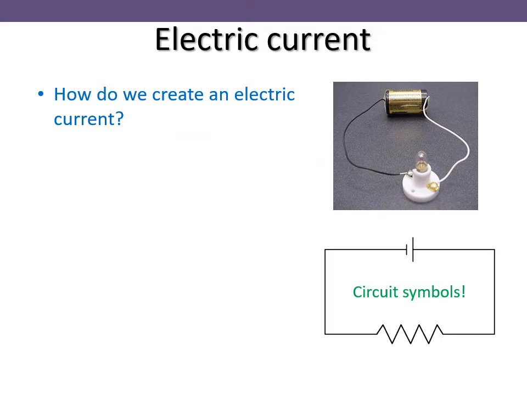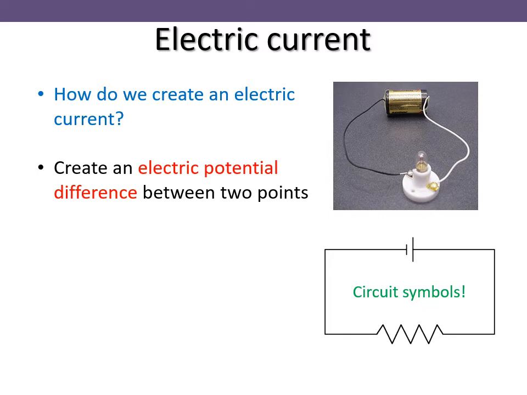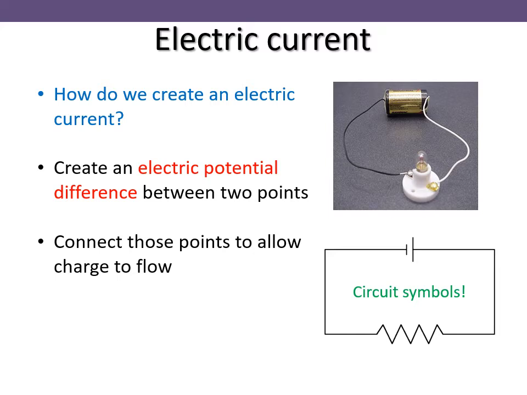So how do we create electric current? In order for an electric current to flow, there must be an electric potential difference between 2 points in your circuit. You can think about it like water only ever flows downhill. You can never make water go back up the hill. It will only ever flow from a point of high gravitational potential to a point of low gravitational potential as it flows downhill.